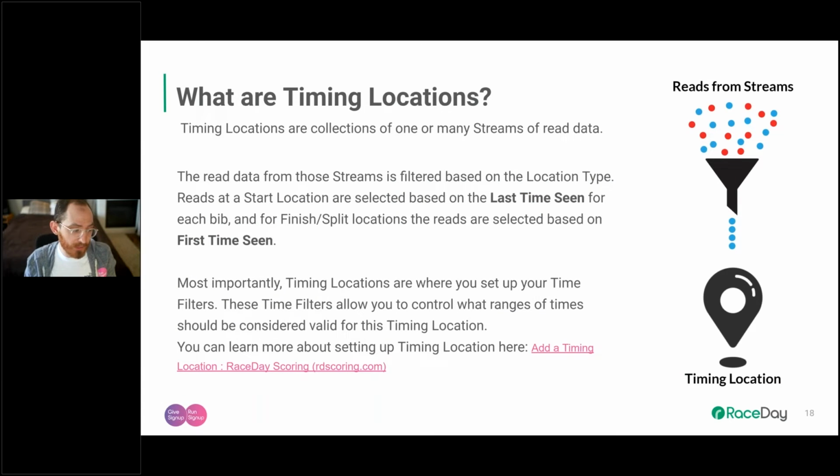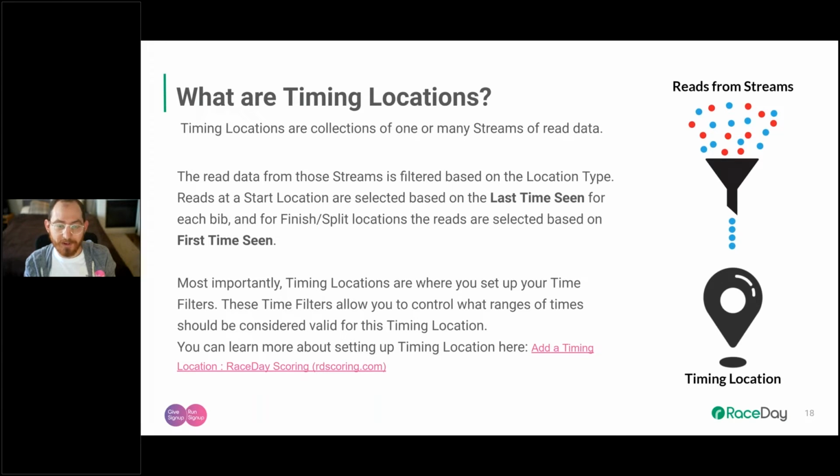So timing locations, what are those? Timing locations are collections of one or many streams of read data. So a stream, again, depending on the chip system you're working with, may be a single reader or it may be a collection of readers, depending, like I said, on the chip system. Each one is handled differently. But generally, timing locations are one or a couple of streams. But basically, what they do is they allow you to filter the read data coming from your actual readers through the streams based on the time of day that you set.